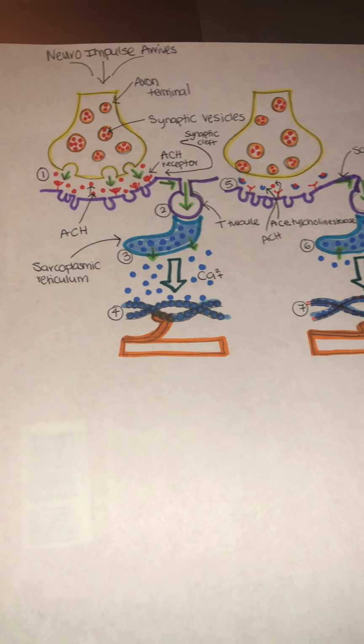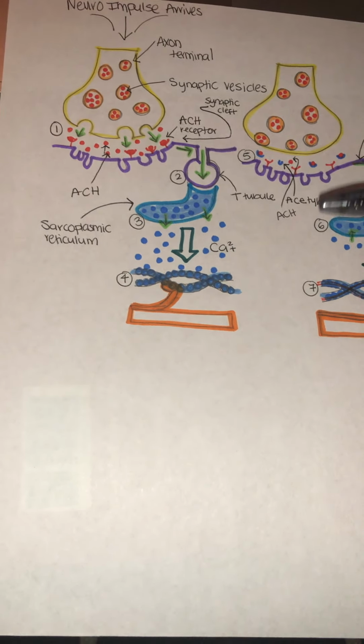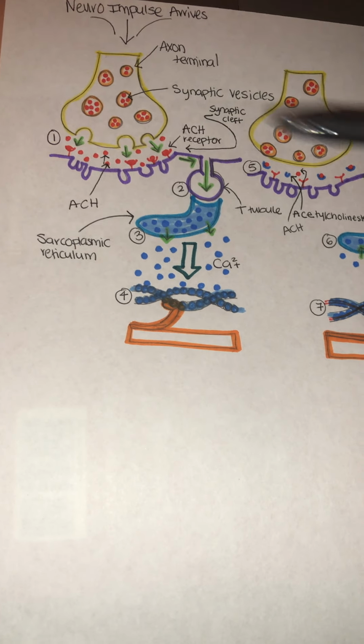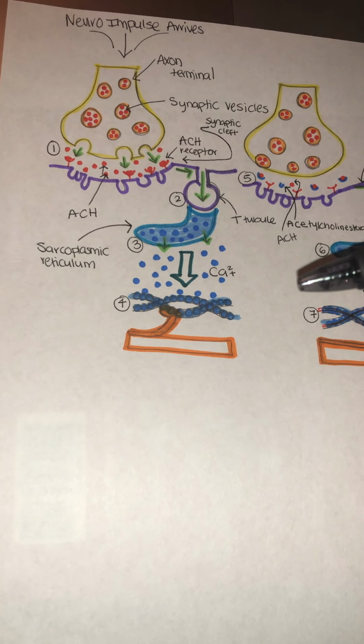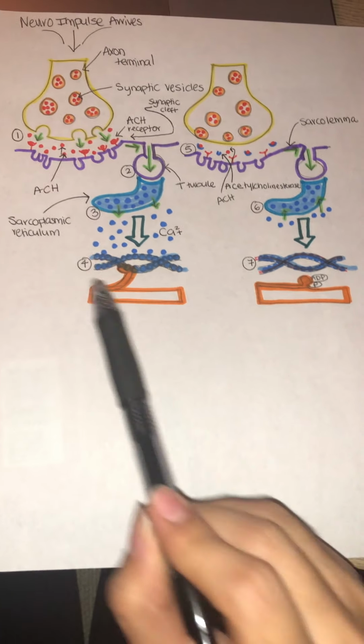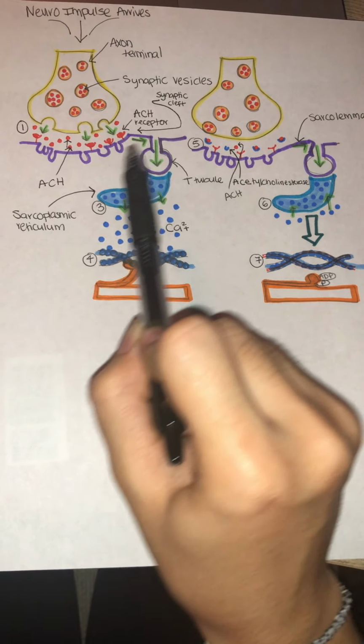I'm going to go ahead and explain this in 7 steps. So as you see, I wrote 1, 2, 3, 4, 5, 6, and 7. So like always, we start off our muscle contraction with a neural impulse, which arrives at our axon terminal. Step 1: acetylcholine releases from the axon terminal and binds to receptors on the sarcolemma. Our sarcolemma here would be this purple that I drew here.